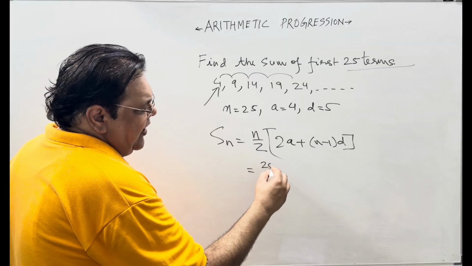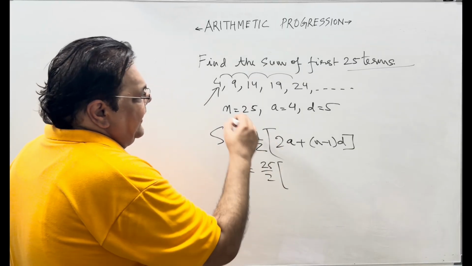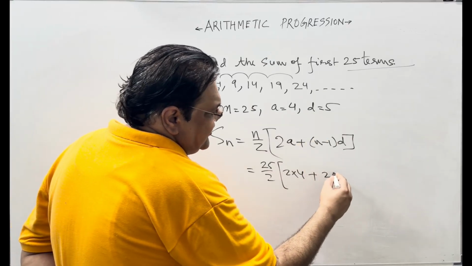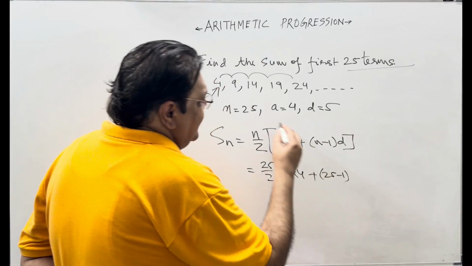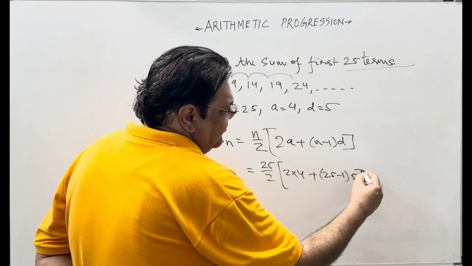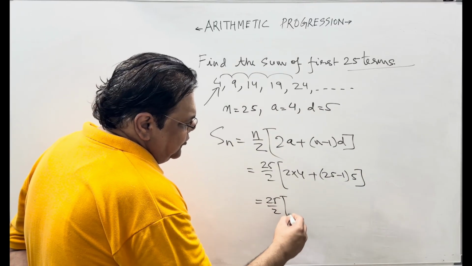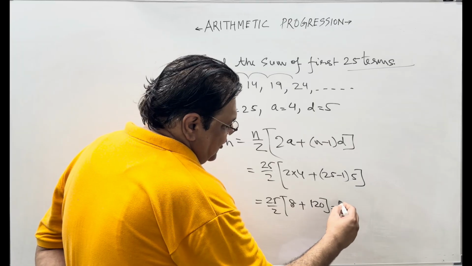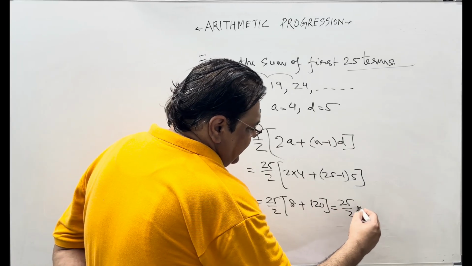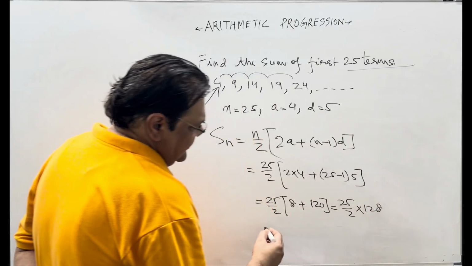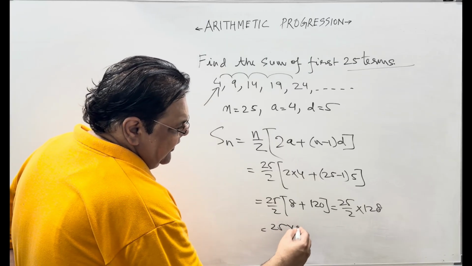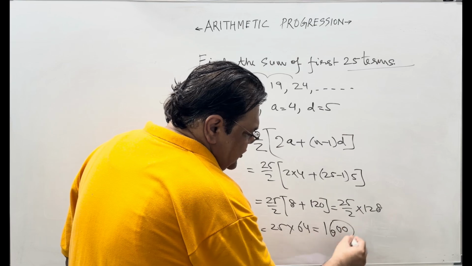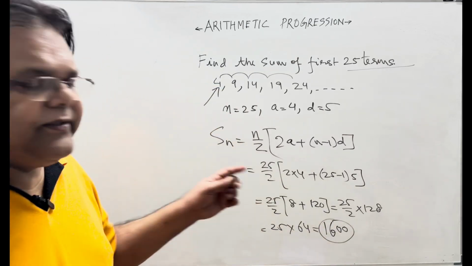n is 25, by 2. a is 4. So this is 2 into 4 plus 25 minus 1 terms. Common difference is 5. 25 by 2 into (8 plus 120). This is equal to 25 by 2 into 128, which is equal to 25 into 64, which is 1600, and that's the right answer.